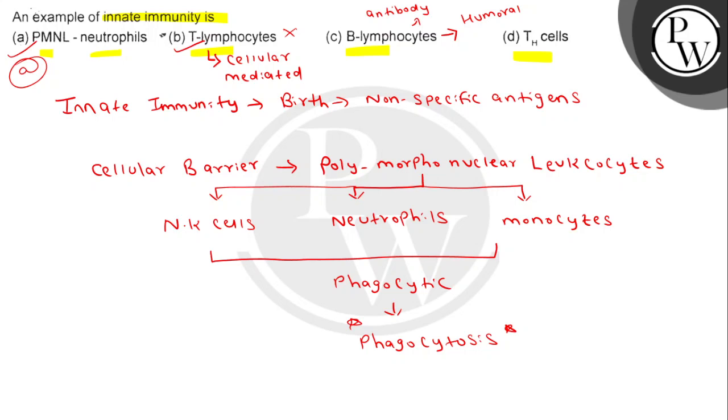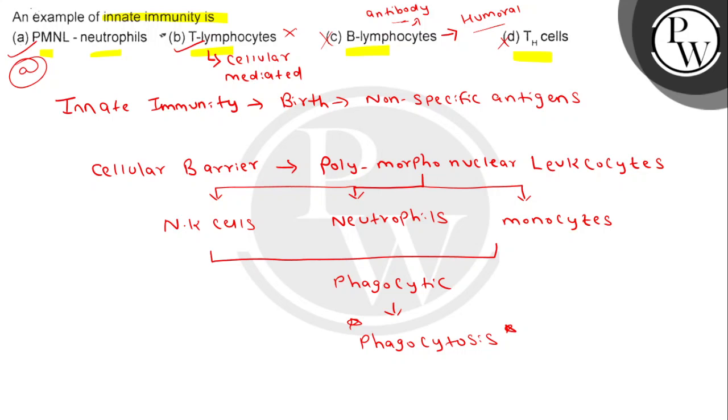Especially your B plasma cells will form the antibodies in response to the antigen, or on recognition that the antigens are entering the body. So the B lymphocyte will be involved in humoral-mediated immunity, and they will form the antibodies which are antigen specific. So it is not an example of your innate immunity.